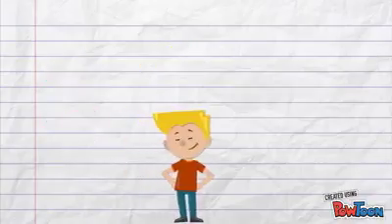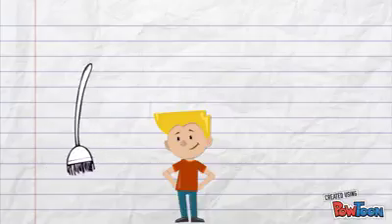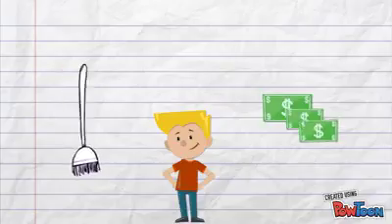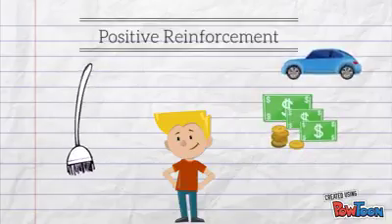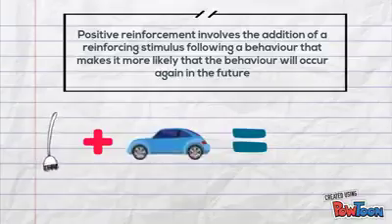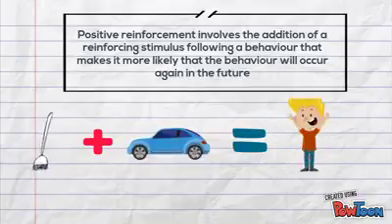If you completed your chores and they reward you for doing the job, like giving you extra money for food or extra time to play, that is what you call positive reinforcement. Positive reinforcement involves the addition of a reinforcing stimulus following a behavior that makes it more likely that the behavior will occur again in the future.